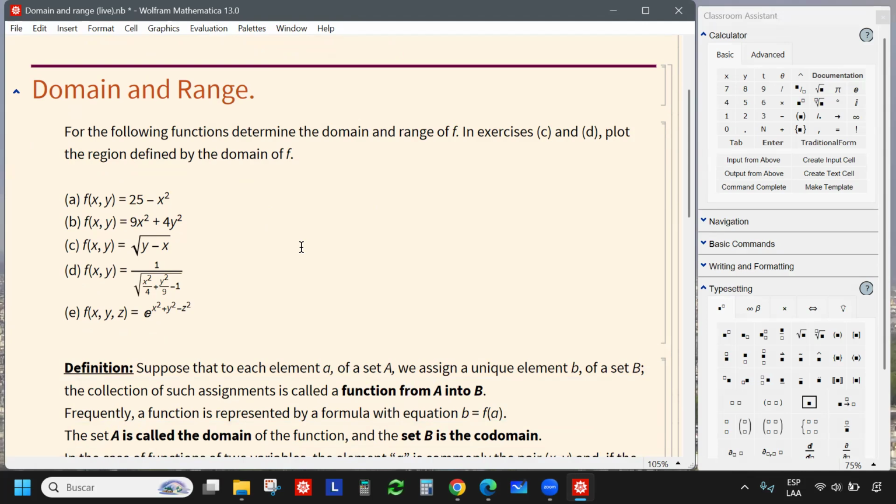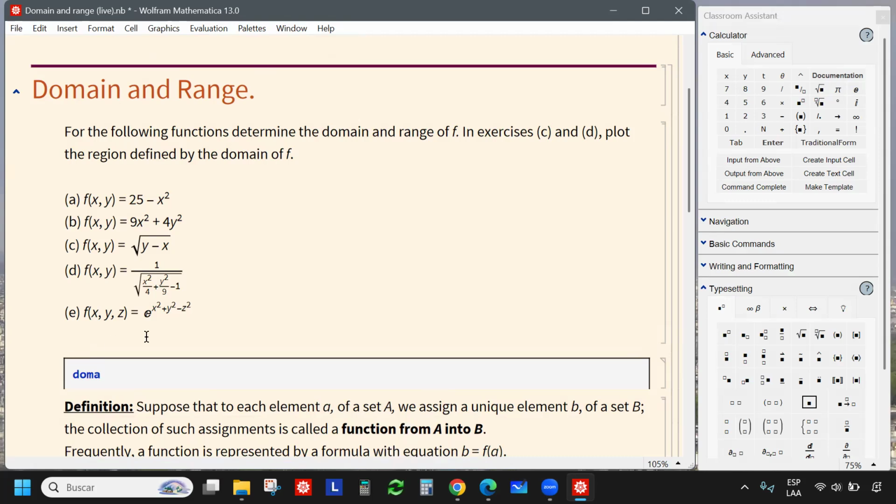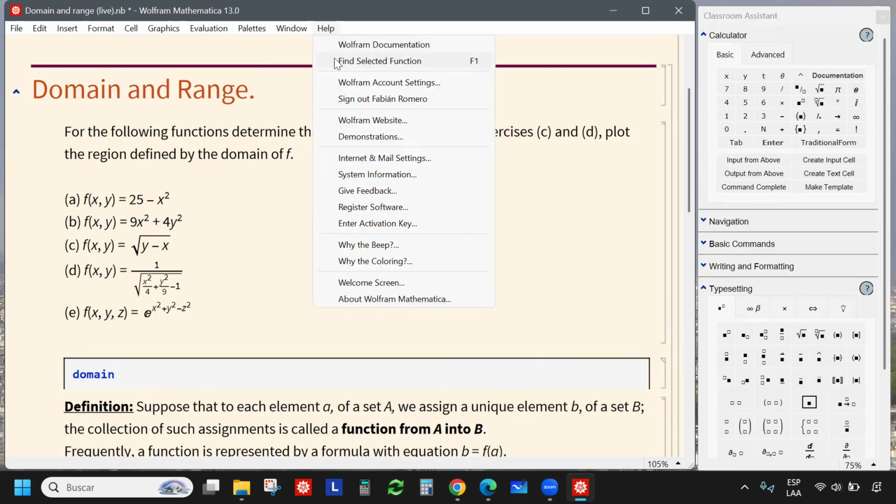Well, as we want to find the domain of a function, we will start by typing domain. So we may do this here. Once the cursor changed to a horizontal bar, you start typing and automatically Mathematica generates a cell, an input cell. It is indicated by this kind of bracket on the right of the screen. Mathematica will evaluate input cells. So here I type domain and then you press F1 or you go to help, find selected function.